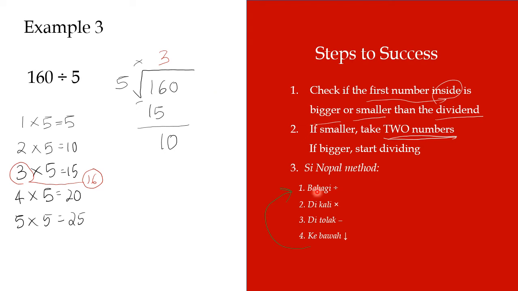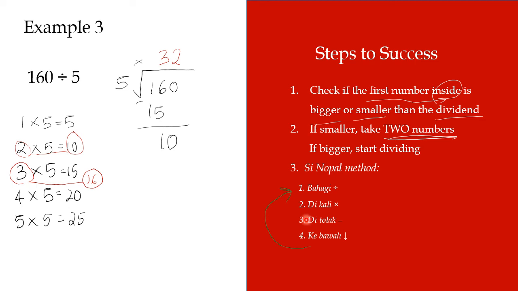Okay, so the first one is bahagi. So bahagi, bahagi, bahagi nombor ani. So what is 10 divided by 5? Can you see any 10 right here? Yes, so 10 is, you can see 10 there. So you circle 10 and you take 2. So you write down 2 up here.